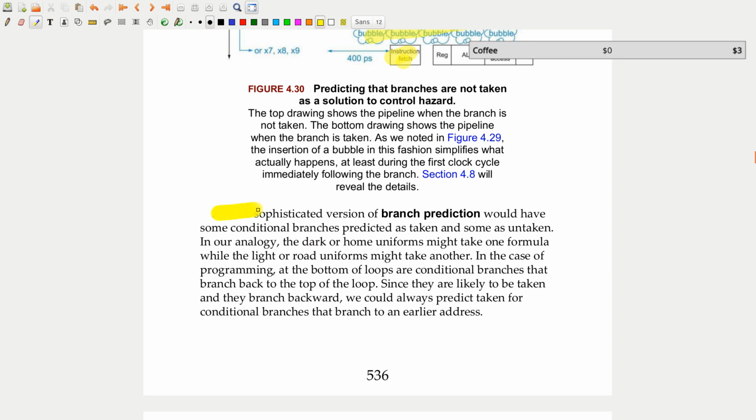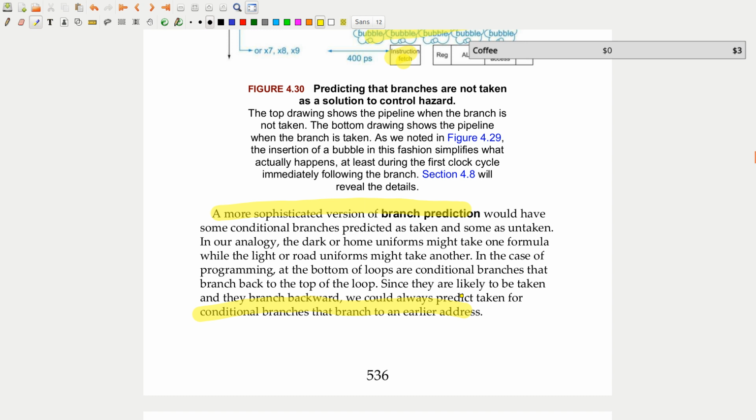So a more sophisticated version of branch prediction, so now we're getting fancy, would have some conditional branches predicted as taken and some as untaken. In our analogy, the dark or home uniforms might take one formula, while the light or road uniforms might take another. In programming, at the bottom of loops are conditional branches that branch back to the top of the loop. Since they are likely to be taken as they branch backwards, we could always predict taken for conditional branches if they branch to an earlier address.